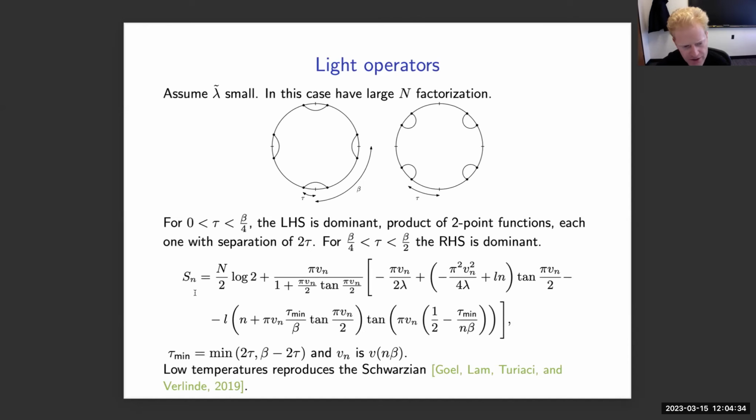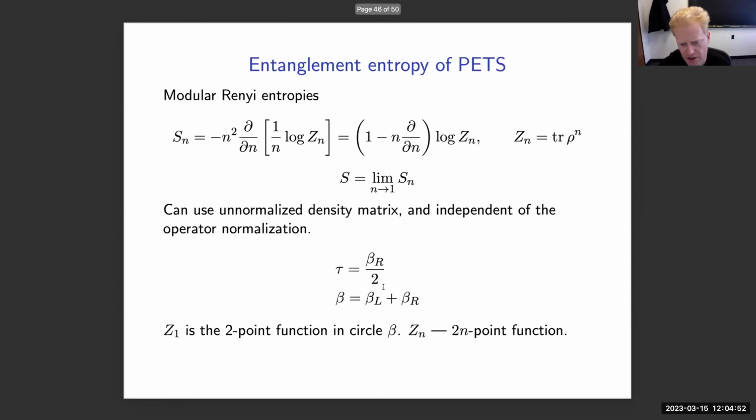We then get this modular Renyi entropy, defined in terms of Vn, which is just V corresponding not to beta but to n beta. V was defined by a relation to beta, and it depends on this variable tau and beta. Tau and beta are just a redefinition of beta left and beta right that I wrote before. It's convenient because tau is the distance between the two operators, like in the 2-point function.